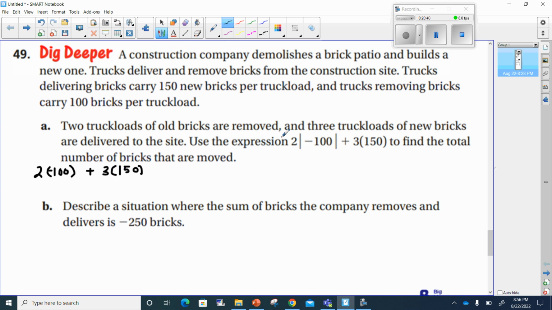Okay. Remember, this is the absolute value here. So we're going to change these parentheses to absolute value signs. The absolute value of negative 100 is 100. 2 times 100 is 200. And 3 times 150 is 450. And 200 plus 450 is 650. So the number of bricks that were moved were 650 bricks.